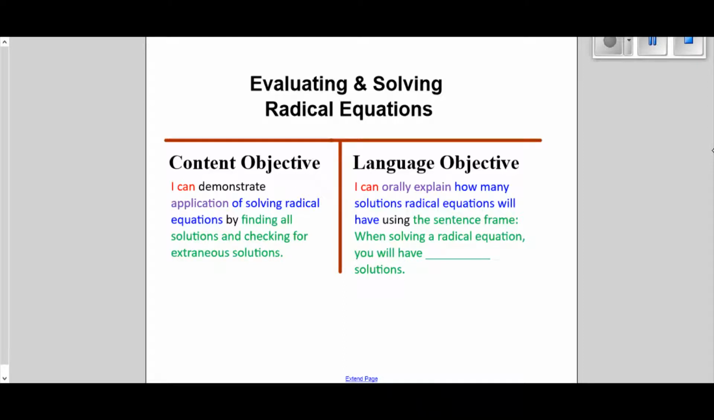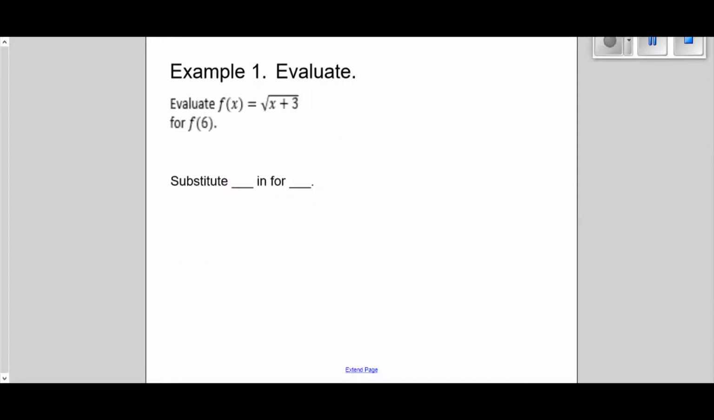In this class, I'm going to go over how to evaluate and solve radical equations. So if you could just label your paper evaluating and solving radicals. Example 1, evaluate. It says evaluate f of x equals the square root of x plus 3 for f of 6. So notice the 6 is in the x spot.